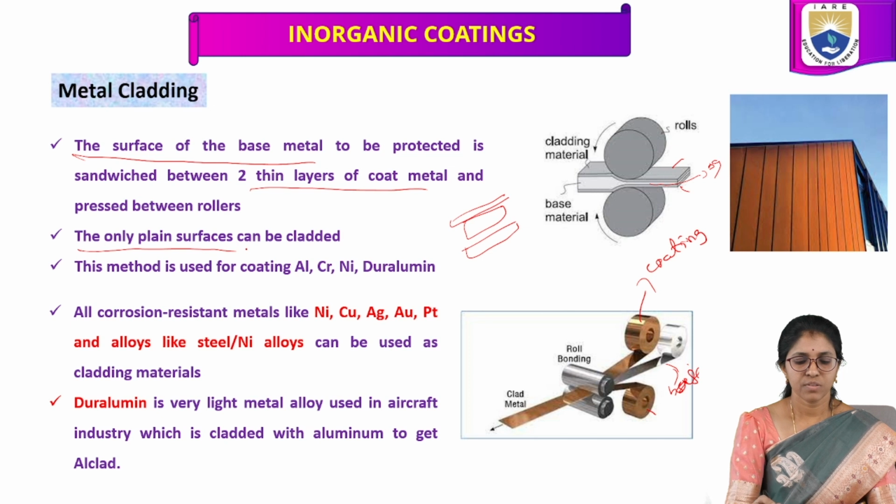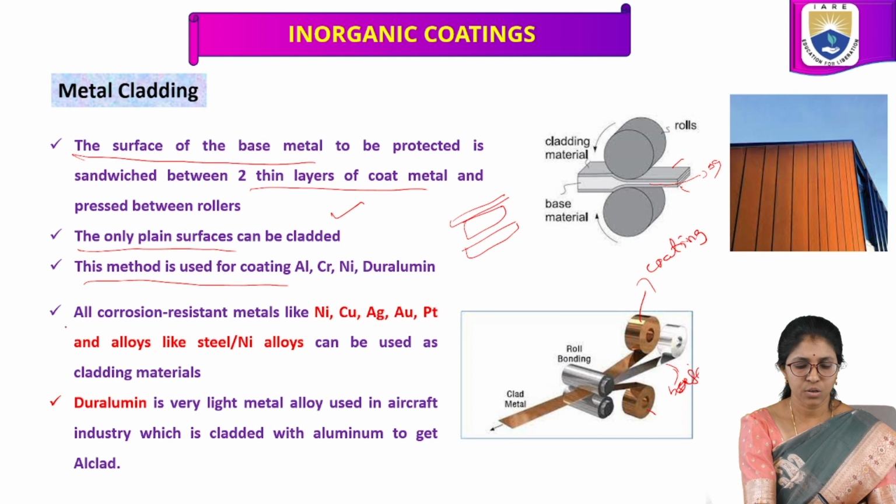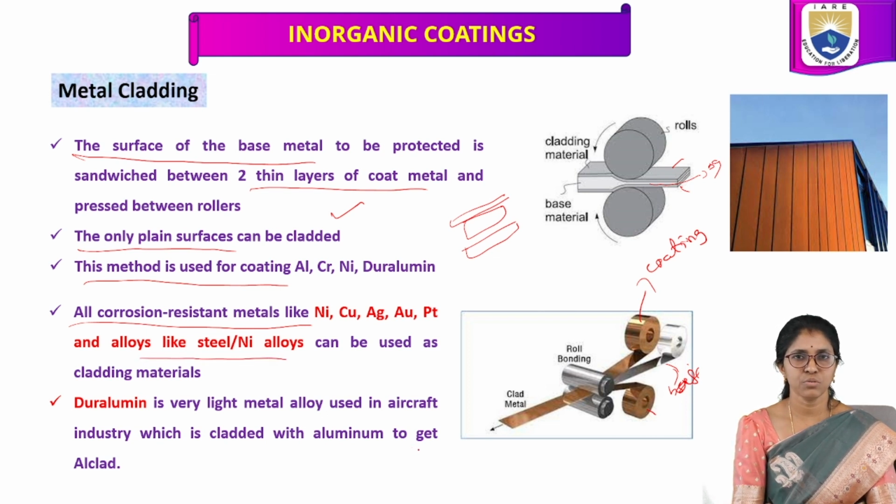This is applicable only for plain surfaces; only plain surfaces can be cladded. This method is used for coating aluminium, chromium, nickel, duralumin. All corrosion resistant metals like nickel, copper, silver, iron, platinum and alloys like steel or nickel alloys can be used as cladding materials. Duralumin is a very light metal alloy used in the aircraft industry, which is cladded with aluminium to get Al clad, aluminium cladding material.